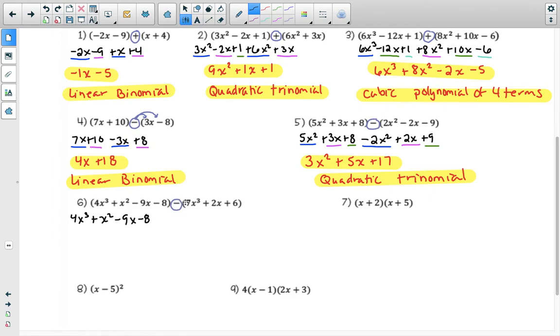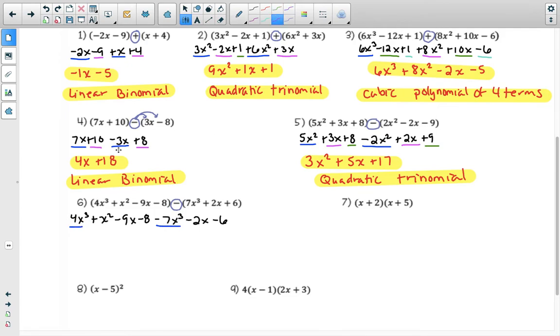This negative sign in front of the next set means that all of the signs just change. So our 7x cubed turns into a negative 7x cubed. Then this turns into a negative 2x. And our 6 turns into a negative 6. So we look for our highest exponent, which we have a cube here. And nothing is higher than a 3 as the exponent. So we have 4x cubed and a negative 7x cubed.